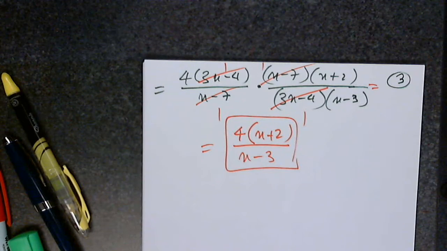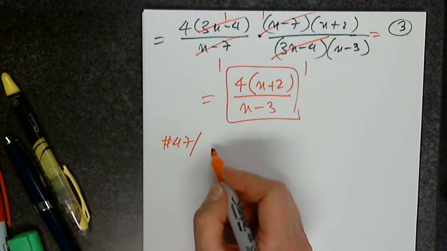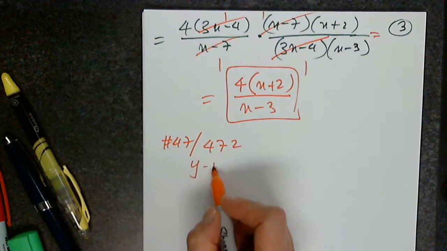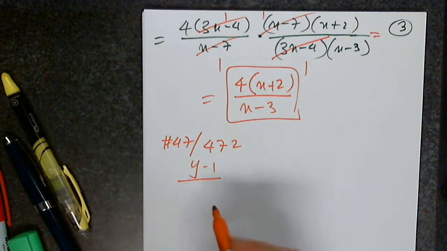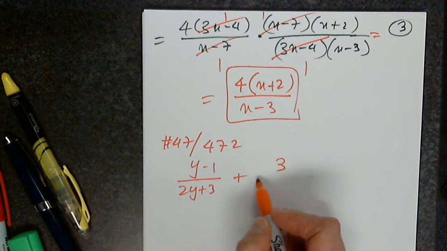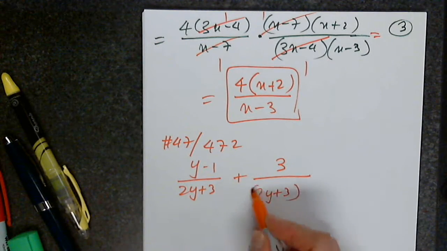Okay, so last problem last time was 44 on page 472, and I'd like to continue with other problems, let's say 47 on page 472. y minus 1 divided by 2y plus 3, plus 3 divided by 2y plus 3 squared.